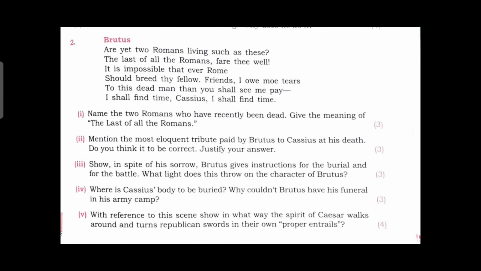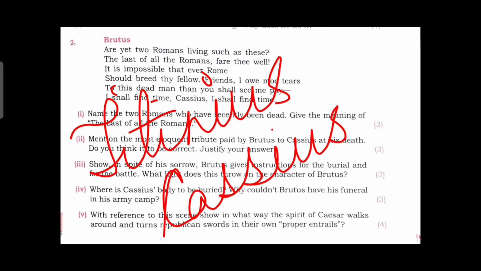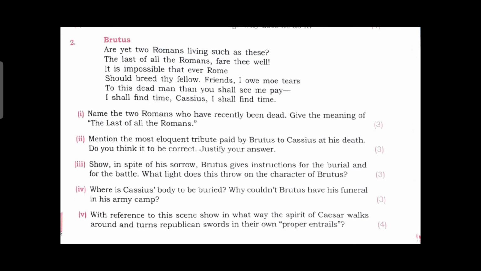Are yet two Romans living such as these? This is the extract. Name the two Romans. We know Titinius and Cassius. Give the meaning of the last of all the Romans. So the last man fit to be called a Roman. Here the reference perhaps is made to Cassius.